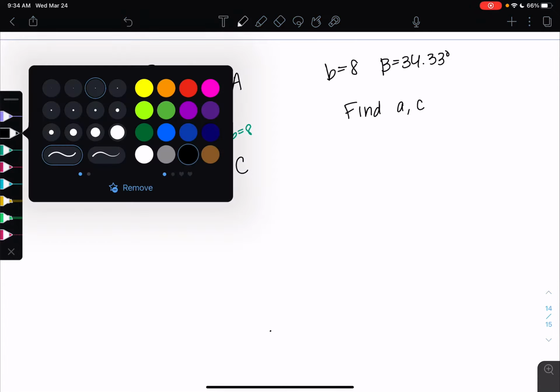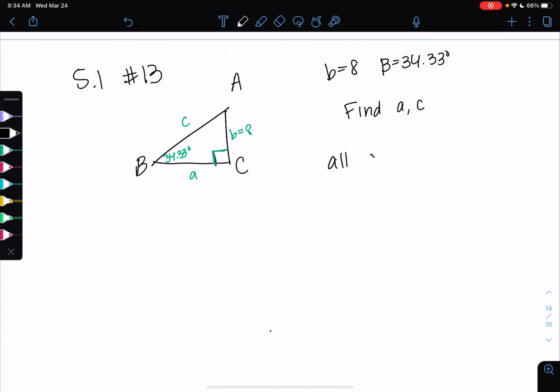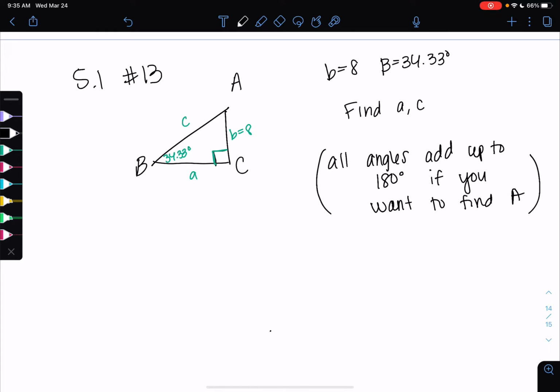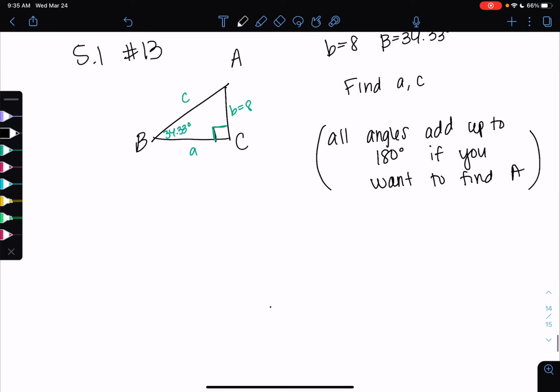If we want to find all the angles, we just remember all angles add up to 180. If you want to find A, big A, we don't need to find that, but just a side note. So how do we find the other sides? We're going to have to use sine or cosine or tangent.